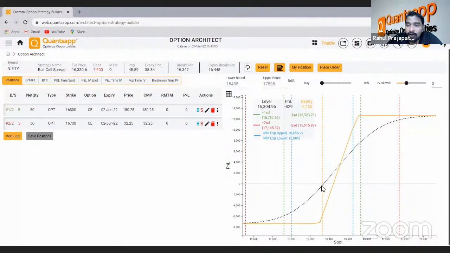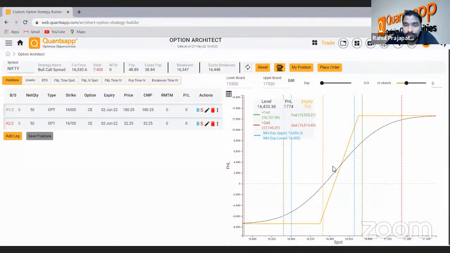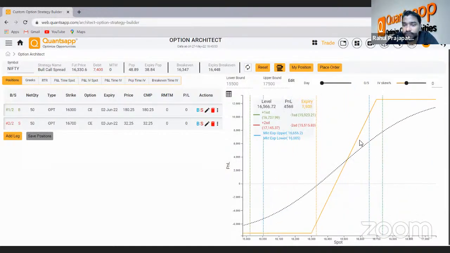Okay. So let's say on Monday only, the day we created the position, the market moves by 100, let's say 200 points. It goes to 16,000. I'll just change it. Okay. Let's say the market moves to 16,600, around this level. So what will be my profit and loss? We can simply see that the black line is showing me approximately 5,900 as a profit. But if the market stays there until expiry, I'll get 9,270 as a profit.